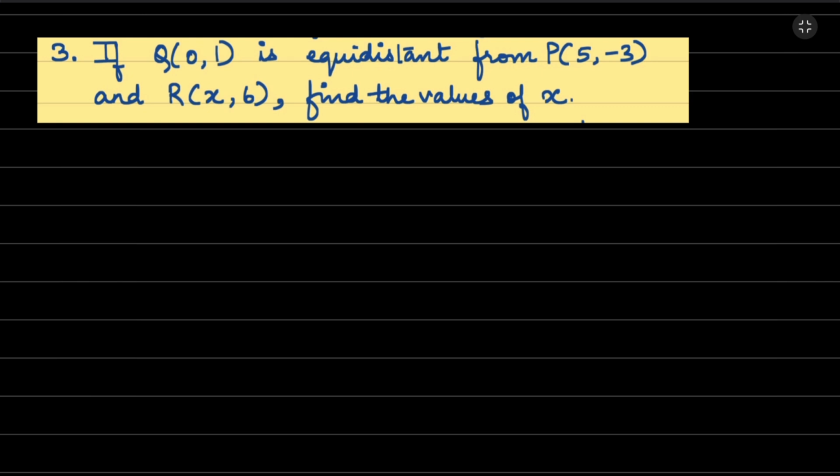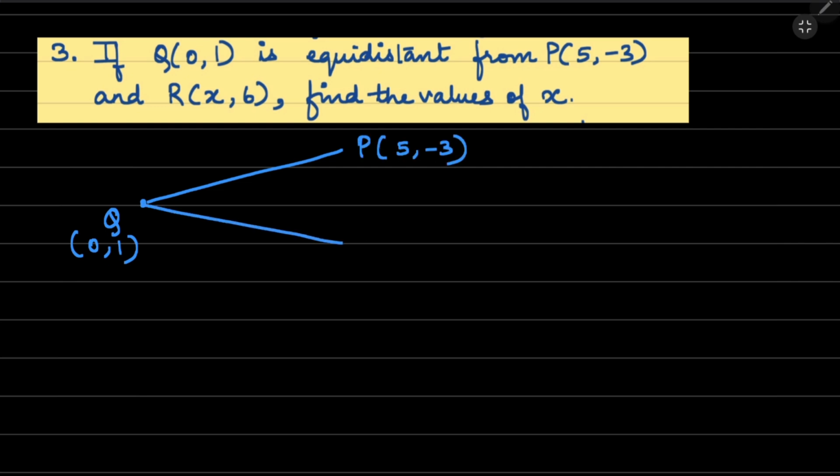Let's do it. Whenever you have questions related to geometry, it's always better we draw the diagram and then we write it. You have got your Q point, (0, 1). It's equidistant from two points, namely P(5, -3) and R(x, 6). You have to find the values of x.